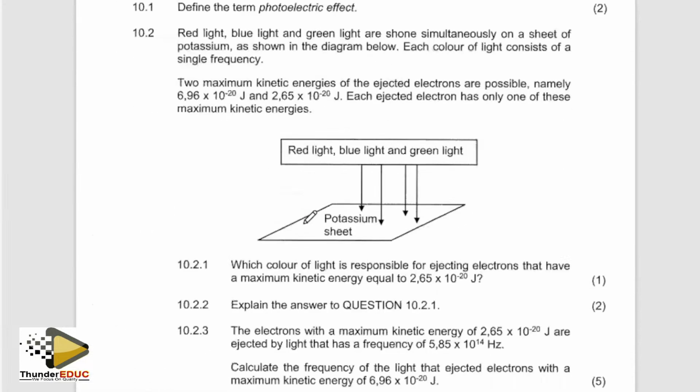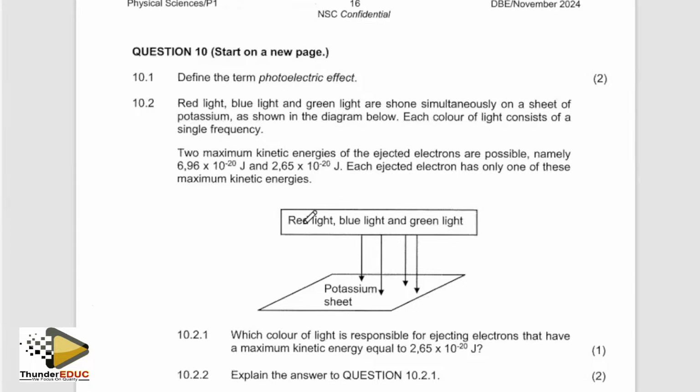All right, then question number 10. Source definition, suite 2 marks. Photoelectric effect. So we know that this is a phenomenon where electrons are ejected from a metal surface when light of the required frequency shines upon it or is radiated on the surface.